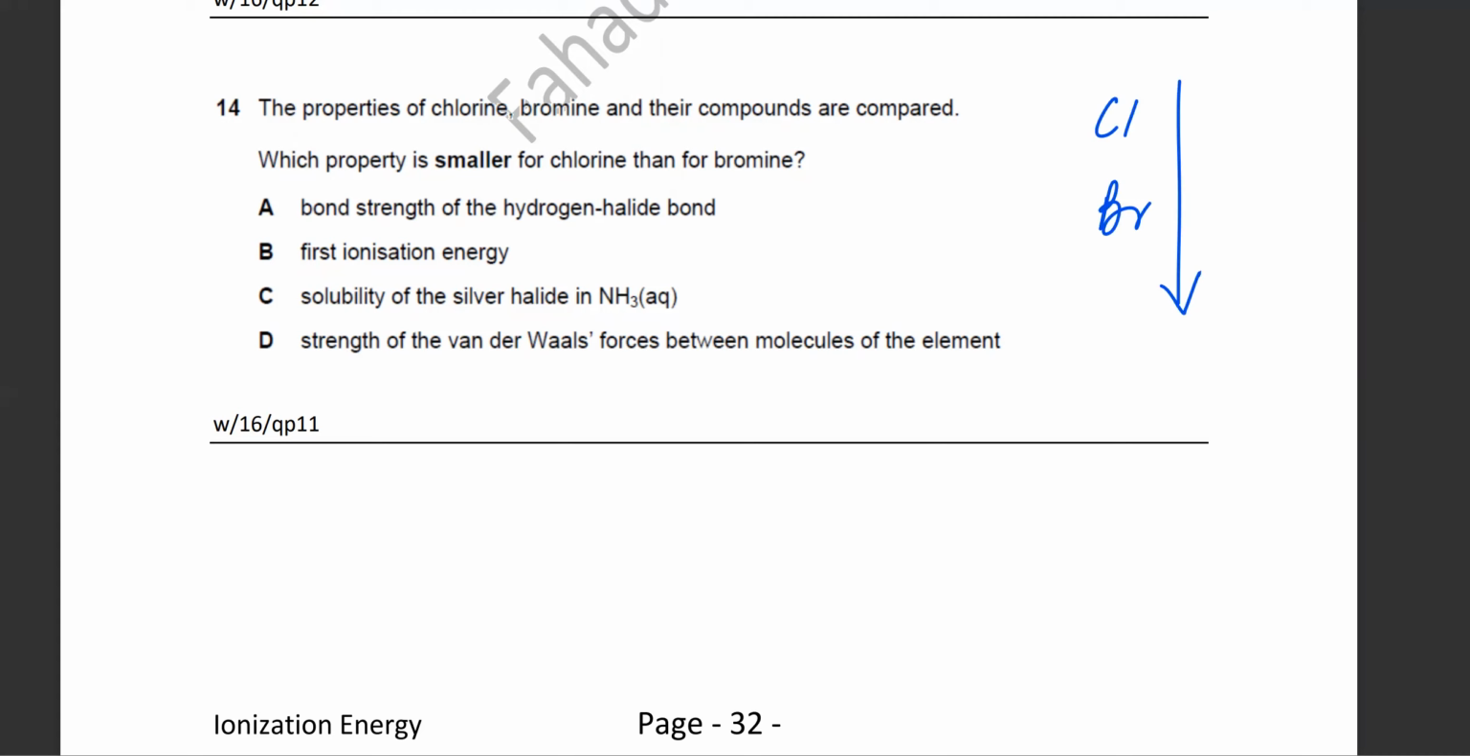Chlorine is going to have a higher ionization energy, as it's a smaller atom. Remember, a smaller atom is less shielded and the electron is closer to the nucleus, so it's more difficult to remove electrons. And bromine is going to be lower. So the first ionization energy option would be wrong, because it says the property must be smaller for chlorine compared to bromine. So this one is definitely wrong.